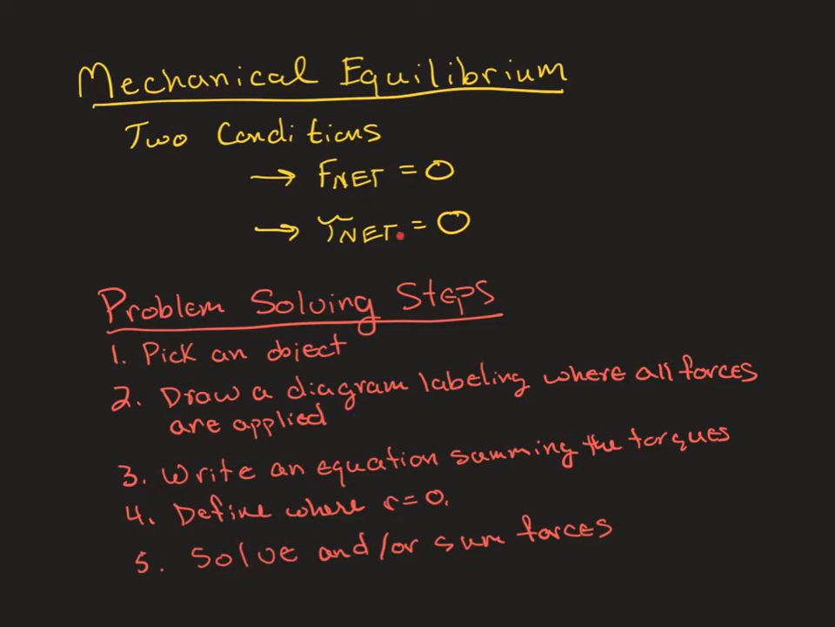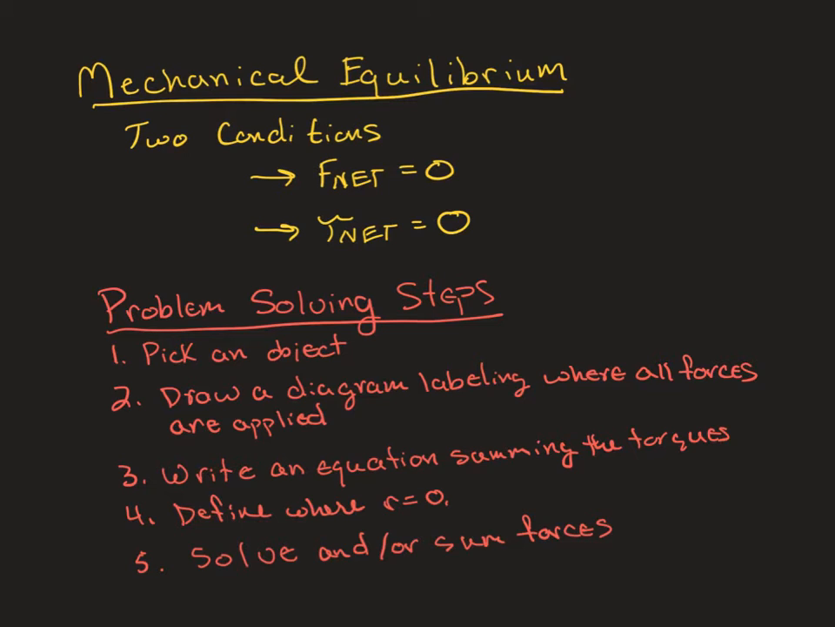Now we're going to add our second condition where the torque net is equal to 0. So this means that the rotational motion doesn't change. So your angular velocity remains the same value, and your angular acceleration is 0. So that when you sum each individual torque acting on the object, you get 0.